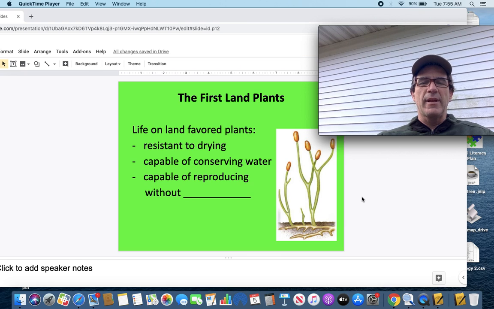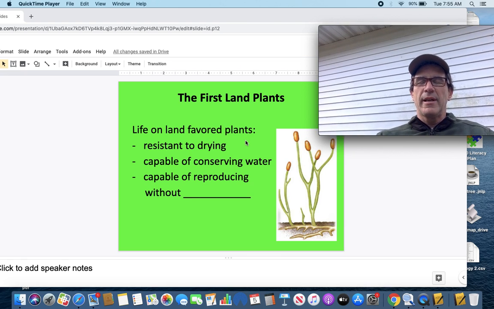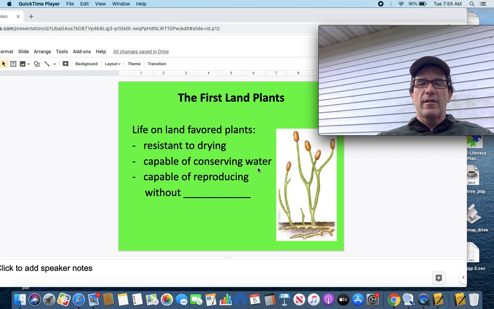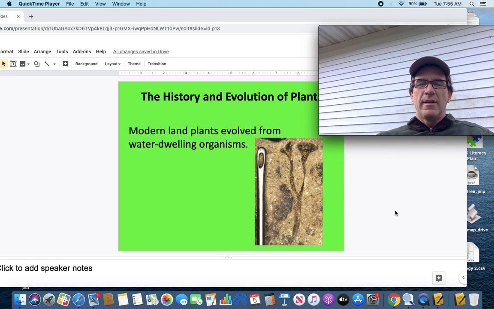Living on land promoted some challenges. For the first land plants to move up onto land, we figured that plants had to evolve certain structures. They had to be resistant to drying, they had to find ways of conserving water, and they had to be able to reproduce without water. Here is a very early land plant. We see structures that you might recognize as resembling stems and root-like structures, and up at the tips here are reproductive structures. As a matter of fact, here's an early fossil of a plant like that.